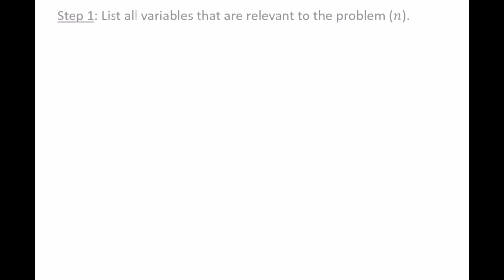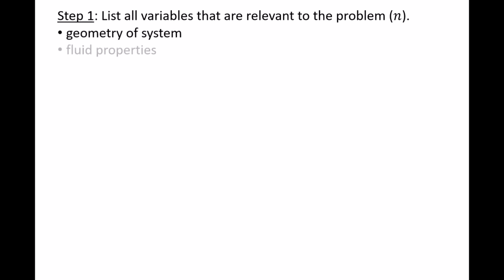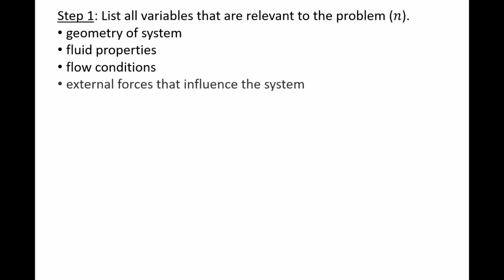The method of repeating variables can be broken down into 8 steps. Step 1 involves listing all variables that are involved in the system you are trying to study. The total number of variables is called n. These variables may involve the geometry of the system, the properties of the fluid, the flow conditions, and external forces on the system.